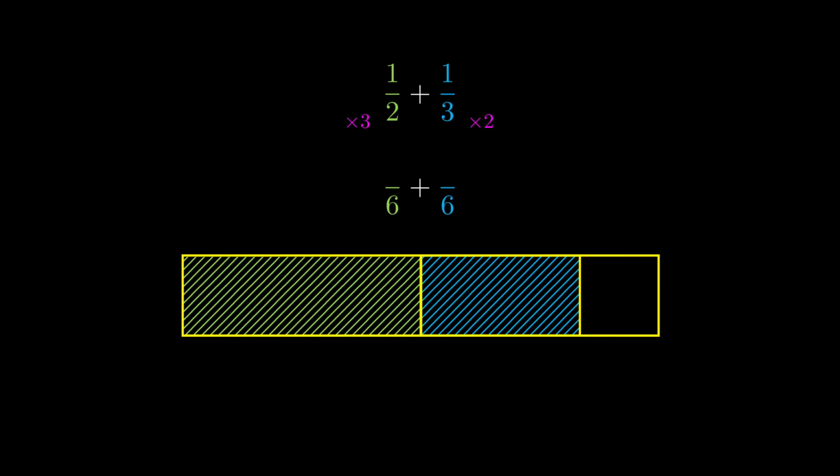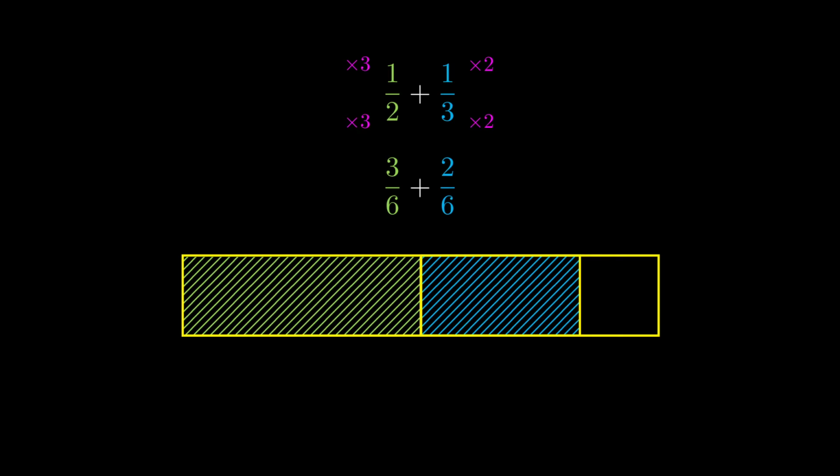So what happens with the green fraction? Well, if we multiply that bottom number 2 by 3, we've got to do the same thing to the top. You've got to multiply that top number by 3 as well, and so you get 3 out of 6. And again, that means the same as 1/2. And on the right, the same thing happens if I multiply that bottom 3 by 2. The top number has to also multiply by 2, and 1 times 2 is just 2.